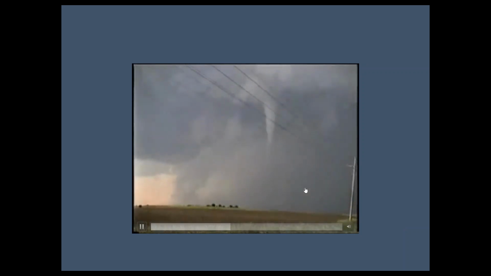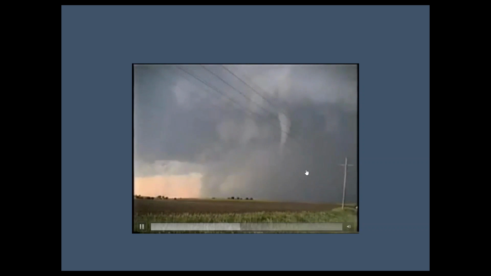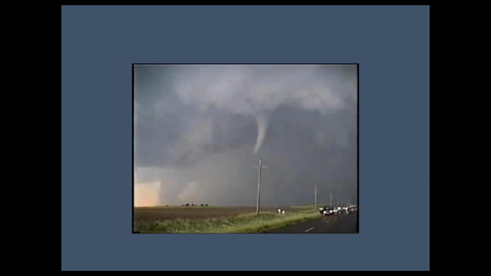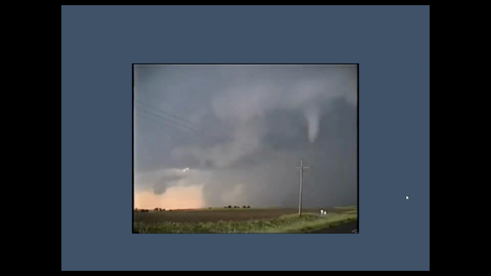So you've got your funnel here, but the big question, and you can kind of hear them in the background, they're trying to discern, is it on the ground or not? It's difficult to say because you've got so much rain there. And then they're also keying in back here, off to the left. Is this a secondary area? It's just difficult at this stage to call it that.